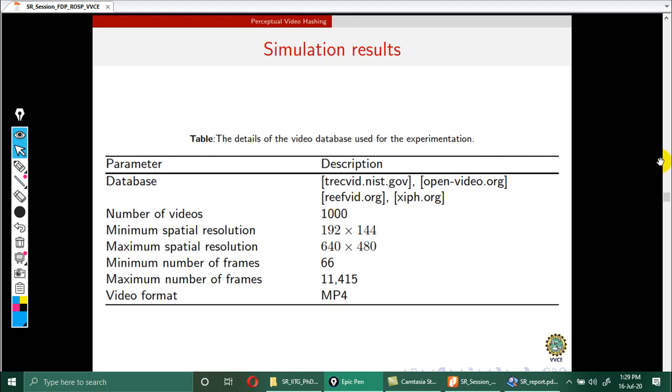So this was the database that we used, from TRECVID, Open Video, Revit, and XIPH. The number of videos was 1000. The minimum spatial resolution was 192 by 144. The maximum spatial resolution was 640 by 480. The minimum number of frames was 66. The maximum number of frames for a given video was 11,415, and the video format was MP4.